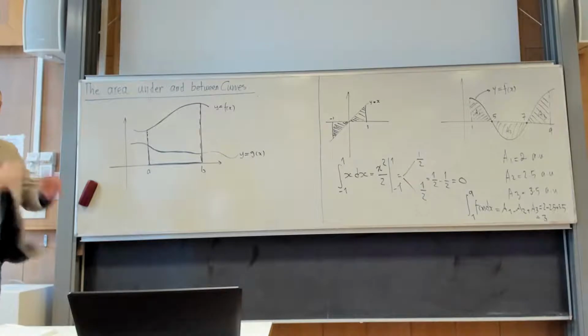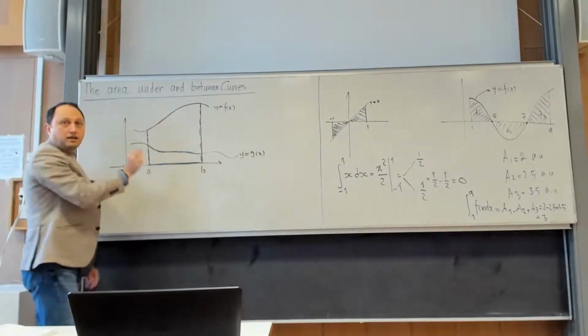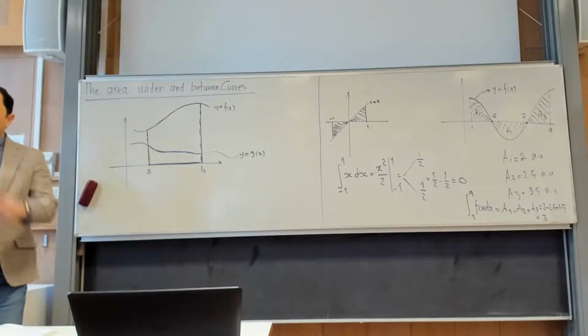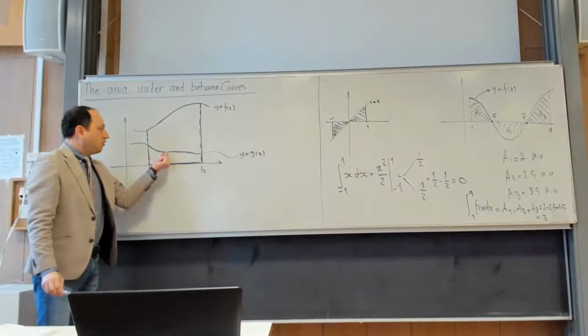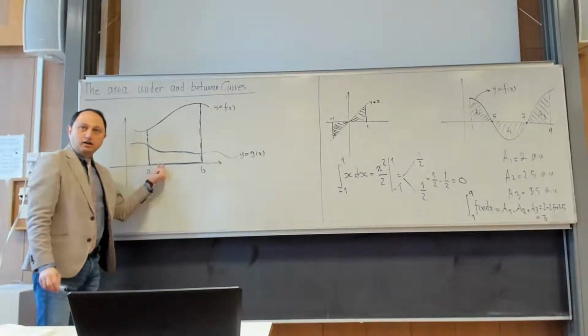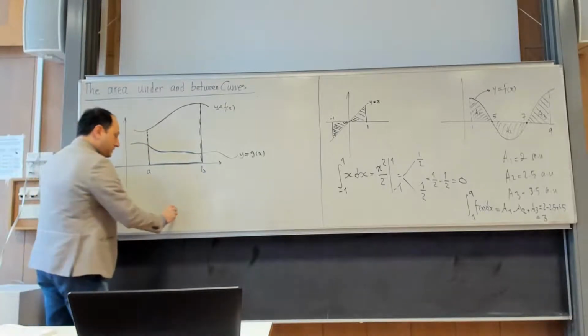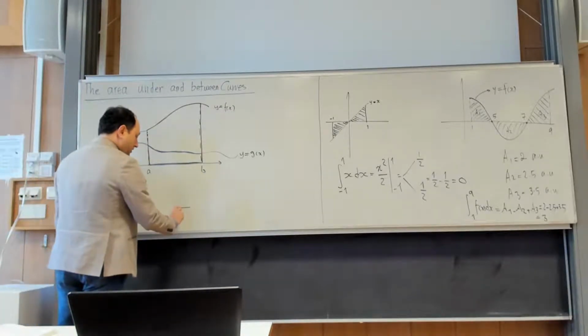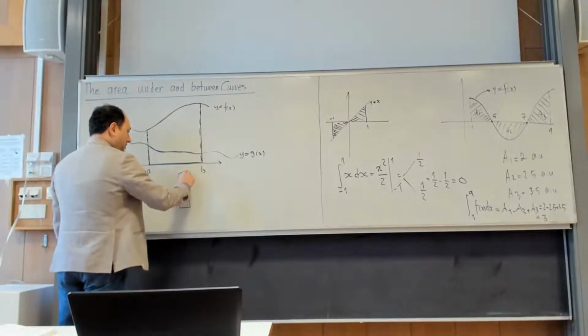The idea is to always make thin rectangles, calculate the areas of each rectangle and add them together. But in the previous case, the base of all those rectangles lay on this x-axis. Okay, so that was something like this. These lines were straight, but this one was not straight.